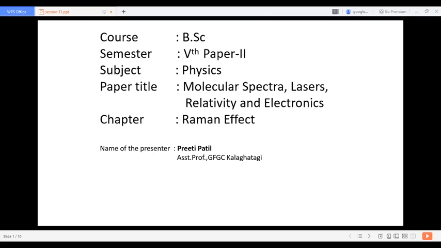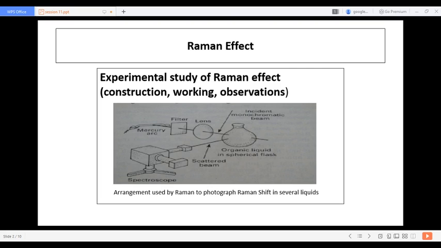I once again welcome all to the session on Raman effect, which is part of the physics syllabus in BSc 5th Sem Paper 2 as prescribed by Karnataka University Dharwad. Today, in this session, I am dealing with the experimental study of Raman effect. Here, we will be dealing with the construction, working and observations made in Raman effect.